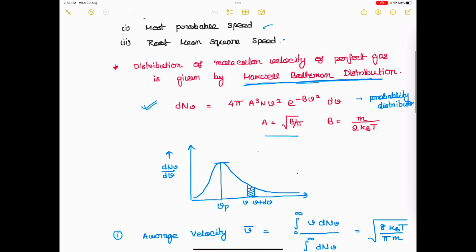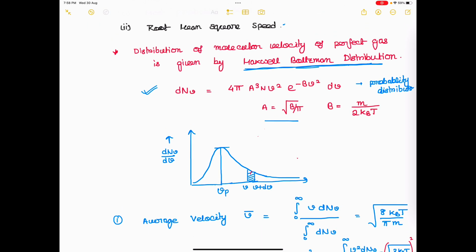Now what does this distribution say? If I write it like this, dN_v by dv, just writing the dv in the denominator, dN_v by dv is actually this expression, 4 pi a cube n v square e to the power minus b v square, where the constants have these values. It says that one is a square function, v square, and the other is an exponentially decaying function. So this is the kind of graph which is expected.